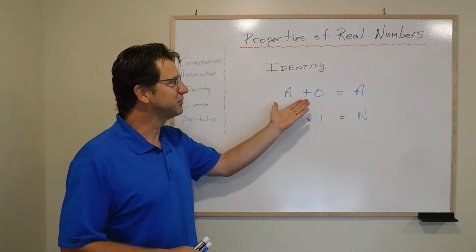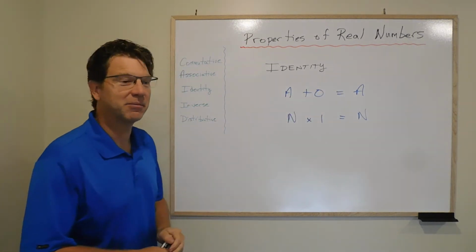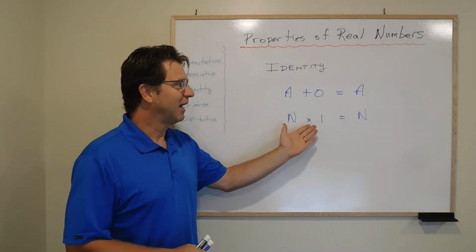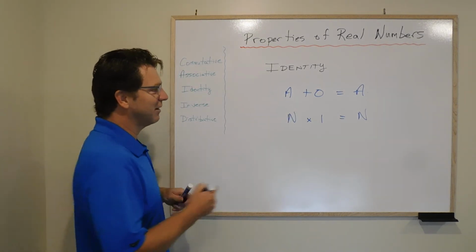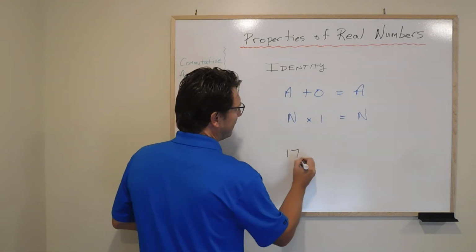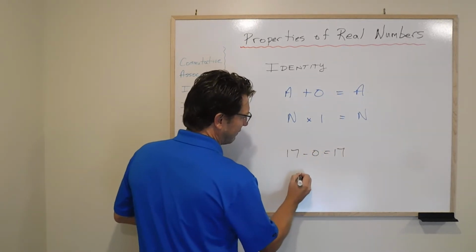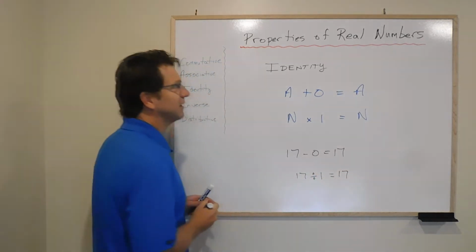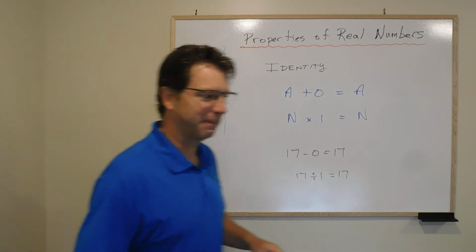It also works for subtraction. If I take a number and I subtract 0, I still get the same number. It also works for division. If I take a number and I divide by 1, I still get that same number. Quick example, 17 minus 0, or 17 divided by 1, is going to give you the same thing. And that's what the identity property is. Okay?